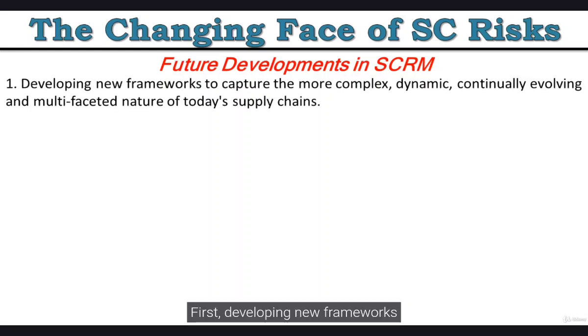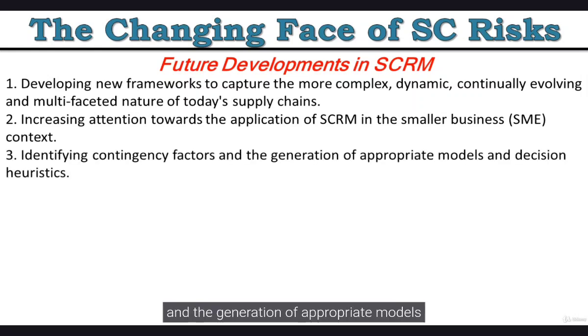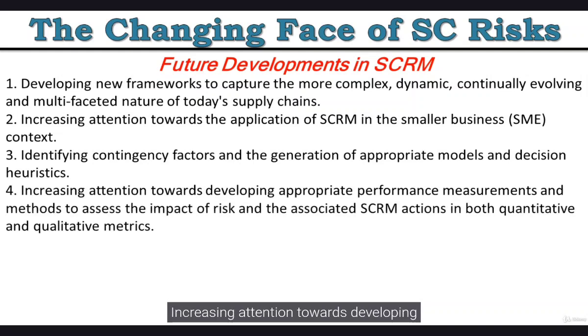First, developing new frameworks to capture the more complex, dynamic, continually evolving, and multi-faceted nature of today's supply chains. Increasing attention towards the application of supply chain risk management in the smaller businesses context. Identifying contingency factors and the generation of appropriate models and decision heuristics. Increasing attention towards developing appropriate performance measurements and methods to assess the impact of risk and the associated supply chain risk management actions in both quantitative and qualitative metrics.